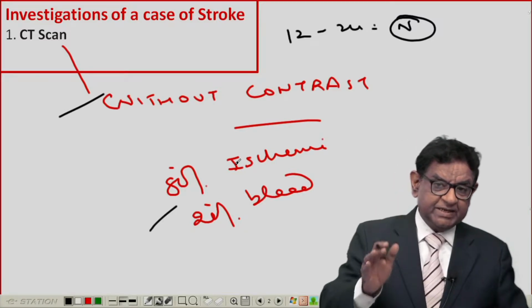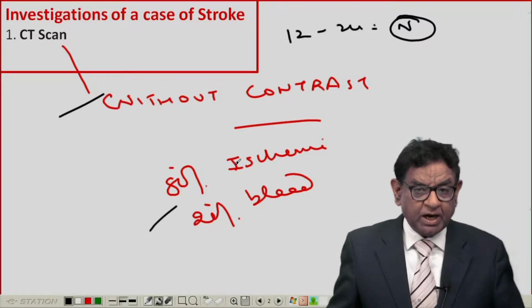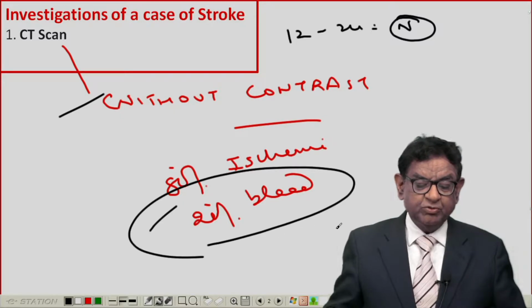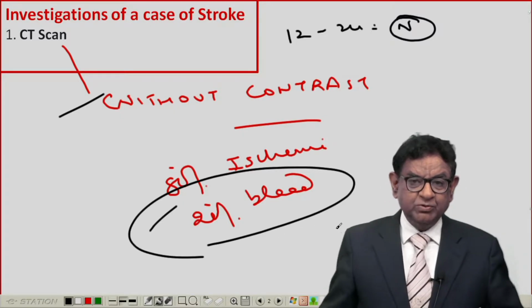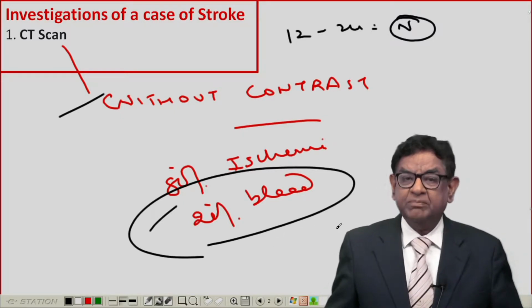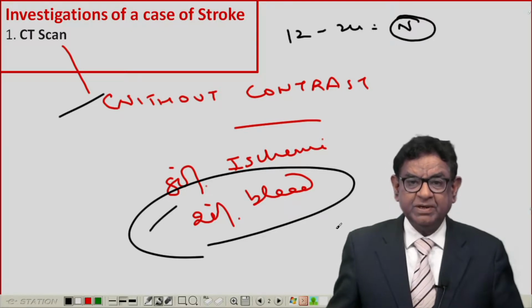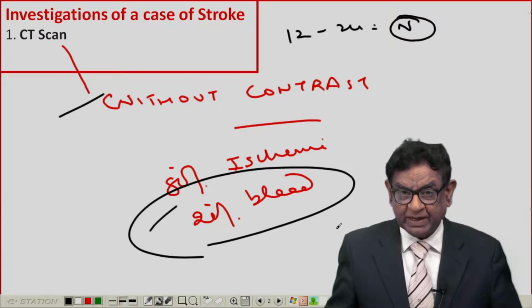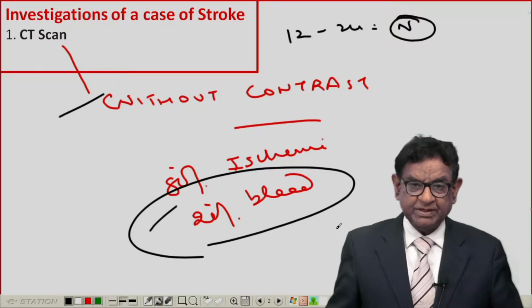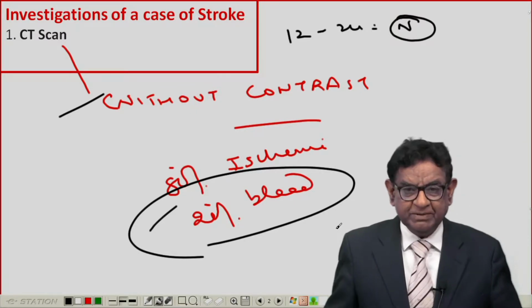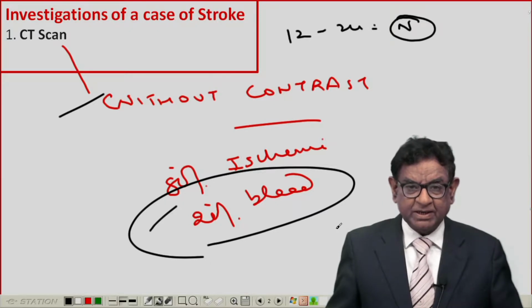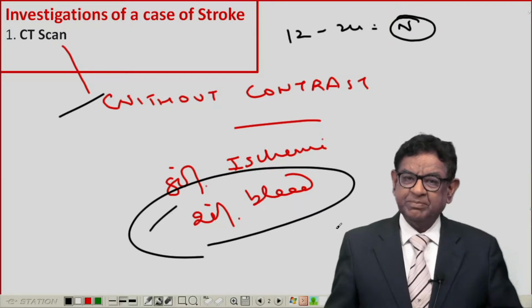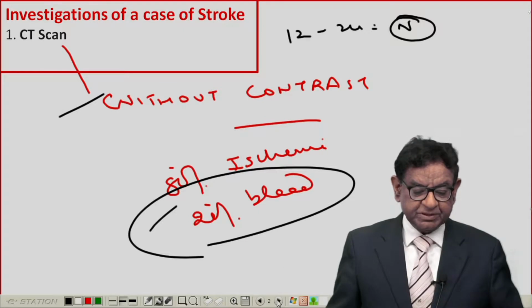If the CT scan is normal, that rules out hemorrhage. So what I mean to say, we do an early plain CT scan not to look for ischemia, but to rule out hemorrhage, because treatment differs in both the modalities. So that's why. So let's presume that we have done a plain CT scan and it is normal. So it is understood that the patient has ischemic stroke.